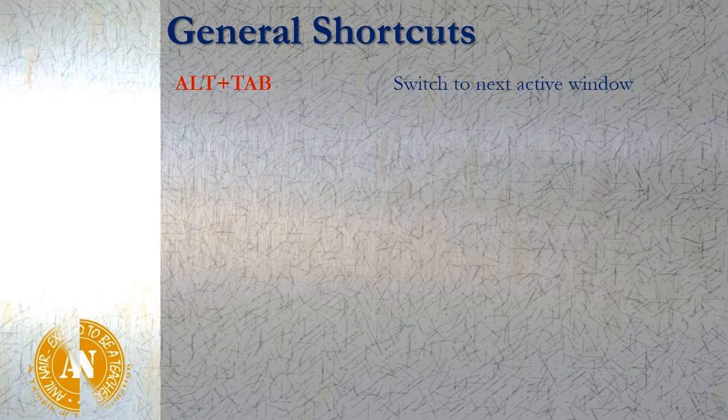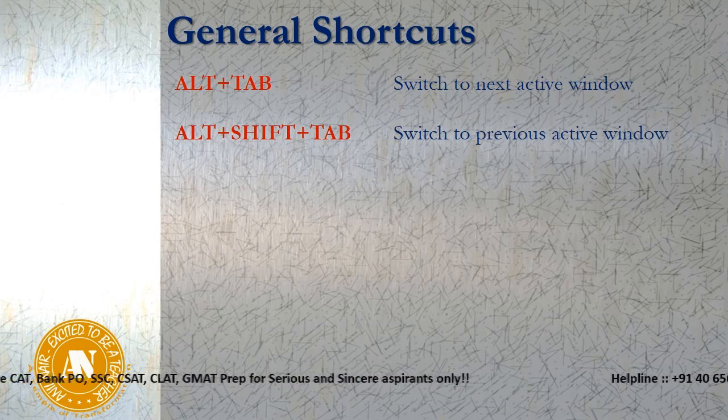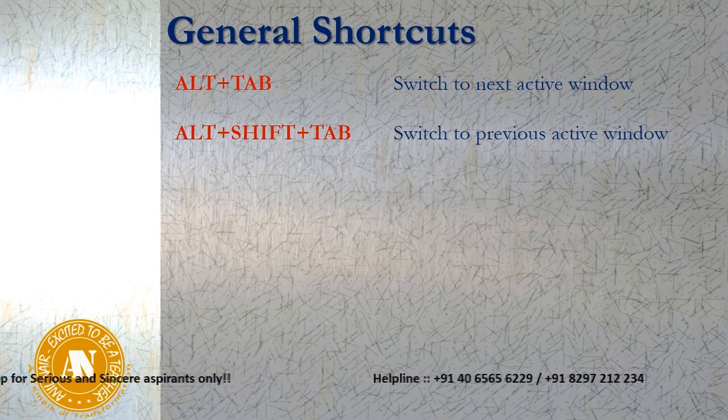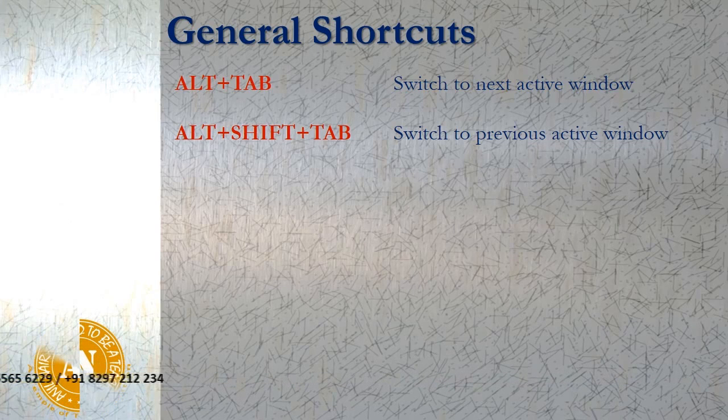Alt Tab is the simplest way to do it. Then comes the Alt Shift Tab, which is nothing but doing it the reverse way. Let us say there are 4 windows. I'll name the first window as 1, second window as 2, third window as 3 and fourth as 4. Now if I say Alt Tab once, it will move from window 1 to window 2, again Alt Tab, window 2 to window 3, again Alt Tab, window 3 to window 4 and so on.